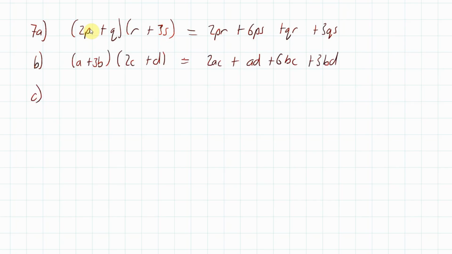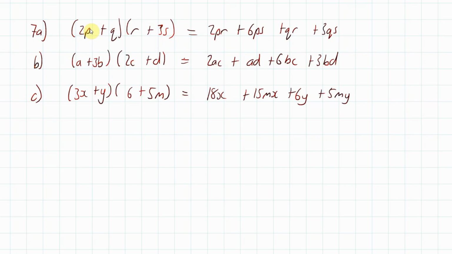Now C, we have 3x plus y bracket times 6 plus 5m. Okay, so we're going 3x times 6, which is 18x. Now we're going outers, 3x times 5m, which is 15mx. Then we're going inners, which is 6 times y, so that's 6y. And then finally lasts y times 5m, which is 5my. We cannot simplify any further than that.